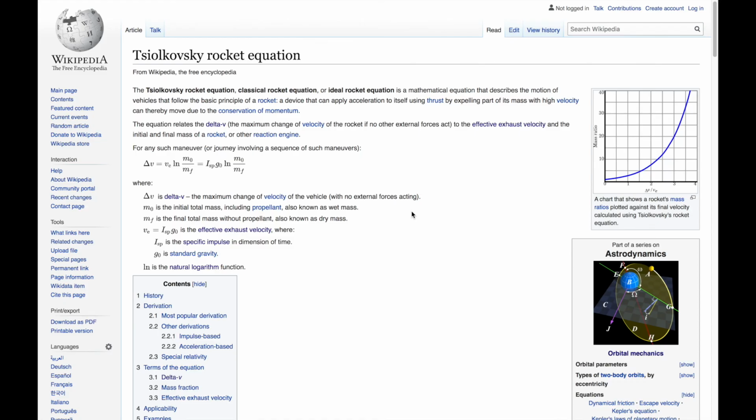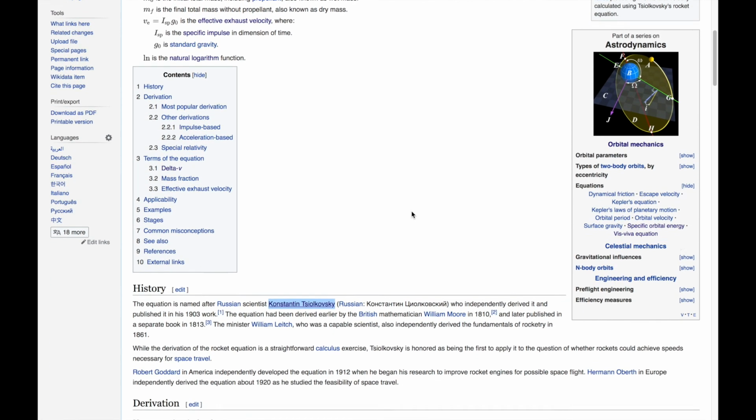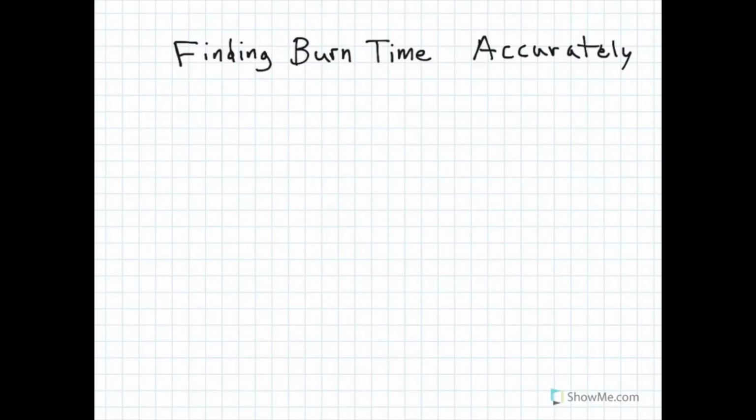Thankfully, the trusty rocket equation comes to the rescue. The rocket equation states that delta V is equal to the effective exhaust velocity times the natural logarithm of the initial mass divided by the final mass.